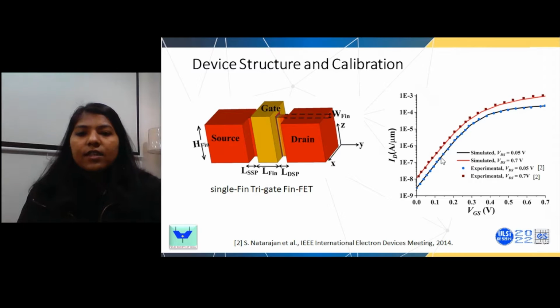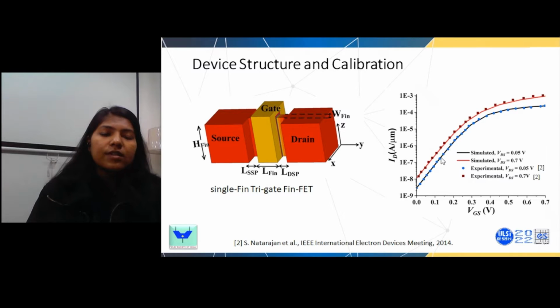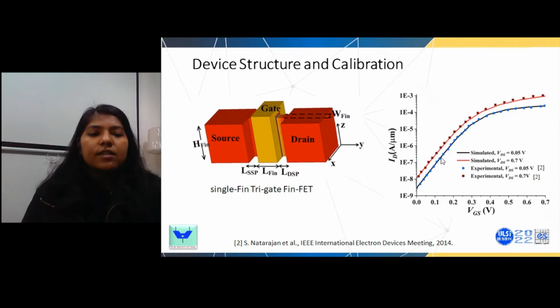So in this slide, we can see the device structure and the calibrated results. The left-hand side shows the single-fin tri-gate structure for the channel length of 20 nanometer, which is calibrated with the already reported experimental data in the 2014 paper. We have simulated these results in TCAD and calibrated them with experimental data for the linear as well as the saturation region, and they match quite well.